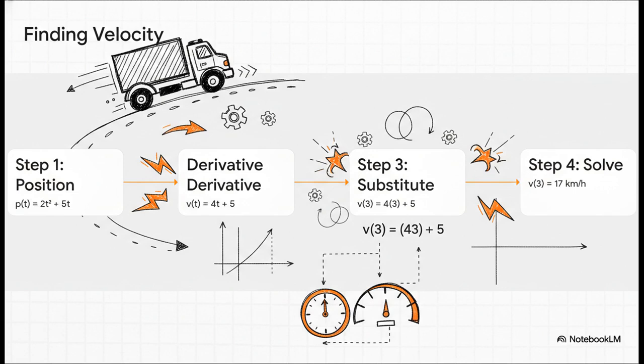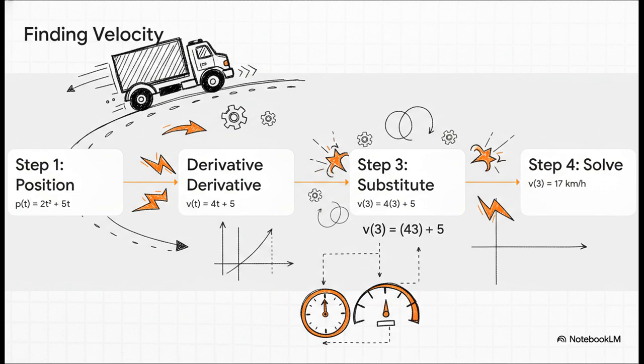Now for the second term, 5t. A very common mistake here is to forget that this is really 5t to the power of 1. So in this case, n is 1 and a is 5. We multiply 1 by 5, which is 5, and we reduce the exponent from 1 to 0. And as we know, anything to the power of 0 is just 1, so we are left with just 5. That gives us the powerful new velocity function you see in step 2, v of t equals 4t plus 5.